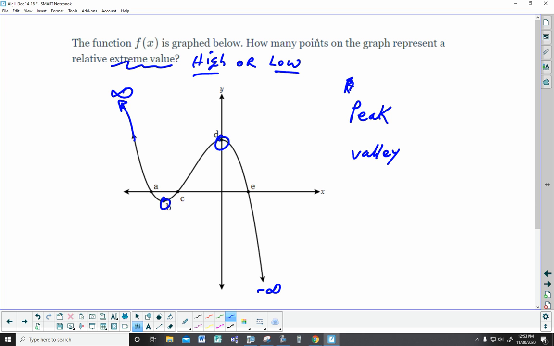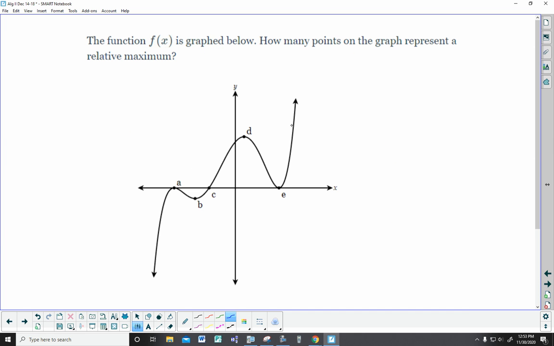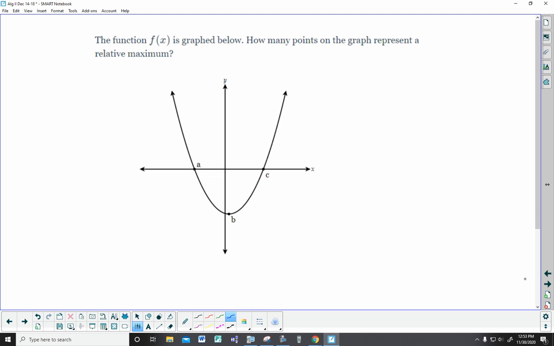So how many points on the graph represent an extreme value? Well, that's 1, and that's 2. What I labeled 1 and 2 doesn't matter. Your answer is you have 2 extreme values. Okay. So I said you look for high points and low points. This has 4 extreme values. This only has 1, and that's its low point. So the answer is 1.